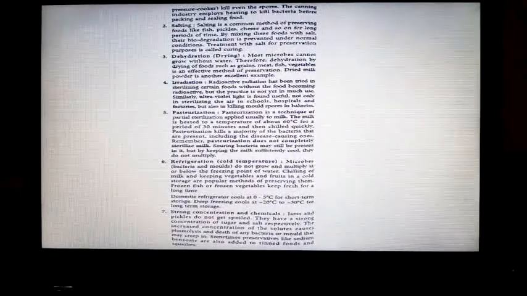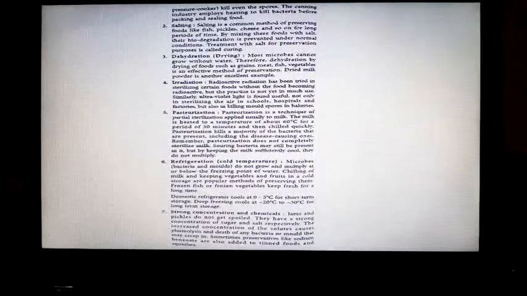Pasteurization kills a majority of bacteria that are present, including the disease-causing ones. Pasteurization does not completely sterilize milk. Spore-forming bacteria may still be present in it. By keeping the milk sufficiently cool, they do not multiply. That is why the packet milk which is coming is pasteurized. Even then, we keep them in the refrigerator because pasteurization will not completely kill the bacteria. Refrigeration, keeping it in a cold temperature.